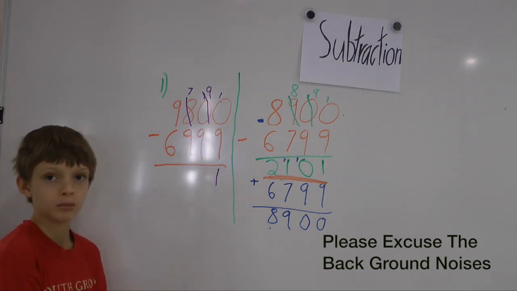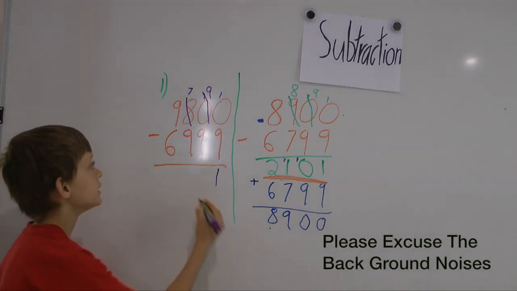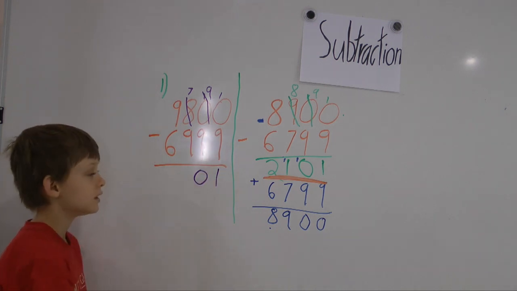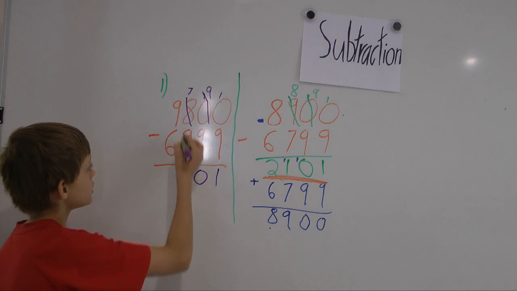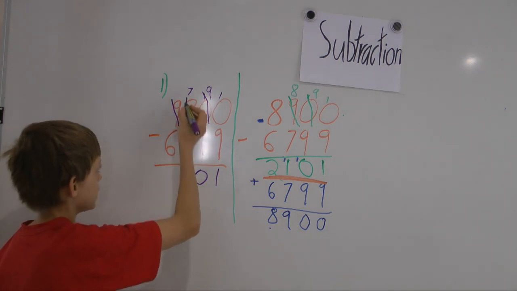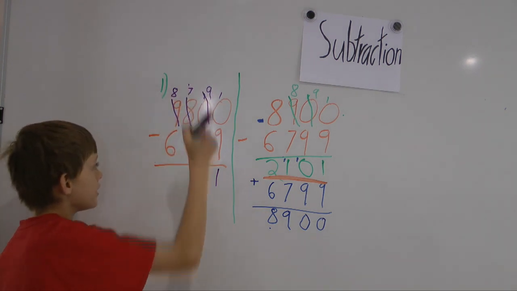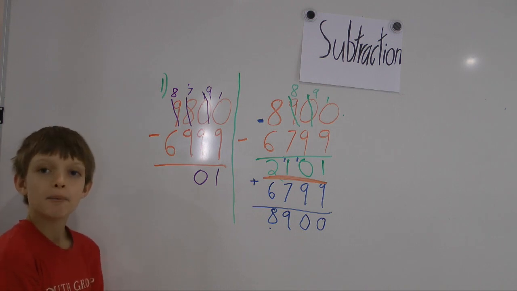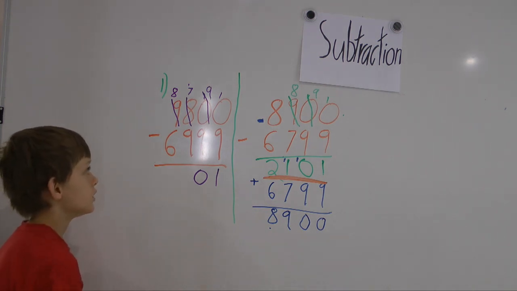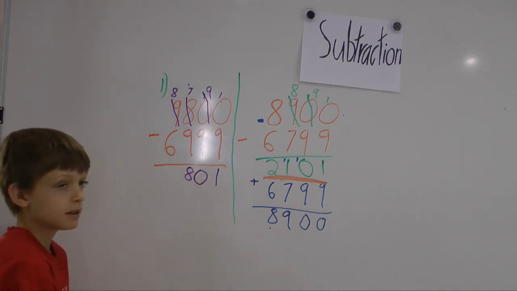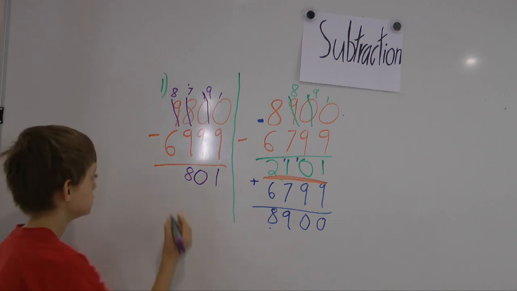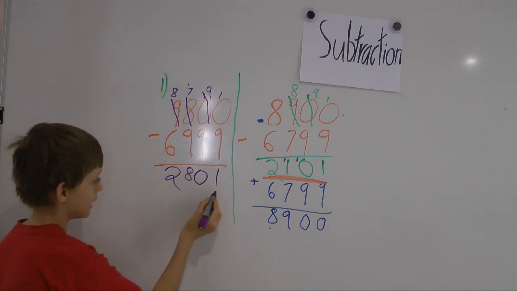Now we go to the next one. 9 minus 9 is 0. The next column, 7 minus 9, you cannot do it. So you go to the next column, which is 9. You make the 9 an 8, and now it's 17 minus 9. You can do that, which is now 8. And now we go 8 minus 6 is 2. So that is our answer.